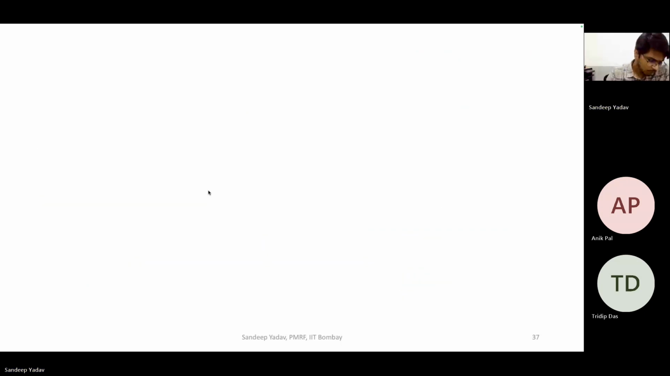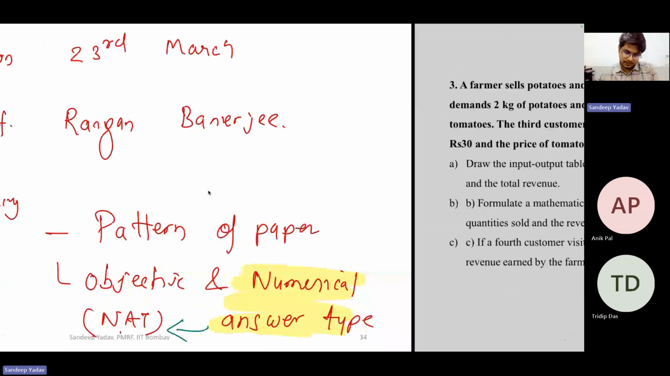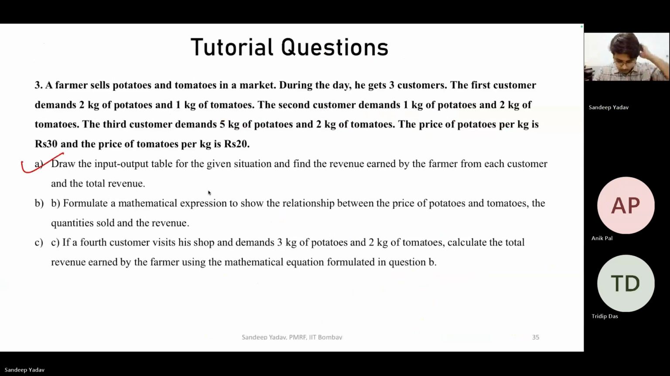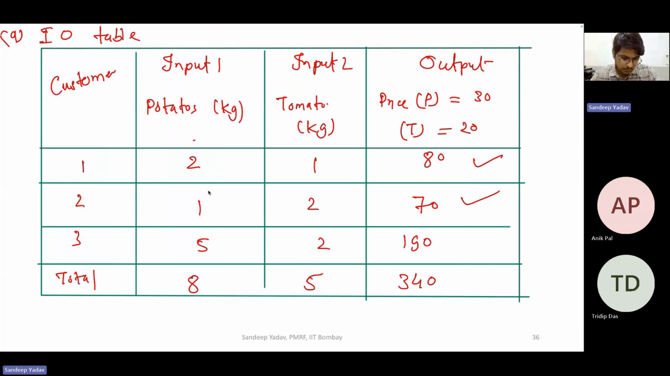So now from this table, we have calculated the input output table, the part 1 IO table. First thing we have is the input output table and the revenues earned by the farmer from each customer. So revenue from customer 1 is 80, revenue from customer 2 is 70, customer 3 is 90, and the overall revenue is 340 rupees. I hope till now it's clear.